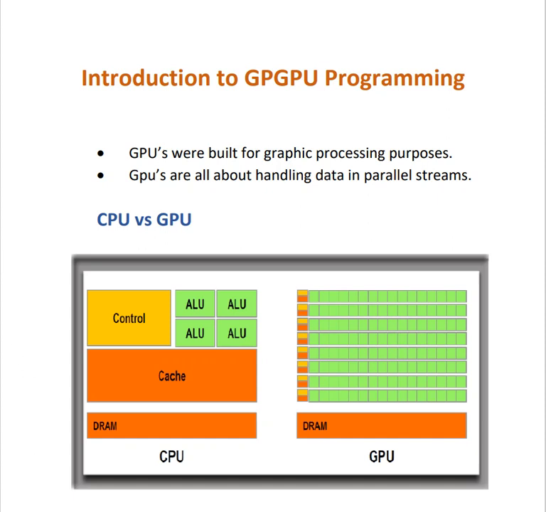Introduction to GPGPU Programming. First, let's see what a GPU is and what a GPU does. Graphic processing units are one of the most important types of computing technology for both personal and business computing. They are designed for parallel processing purposes. And these GPUs are used widely in a range of applications, including graphics and video rendering.